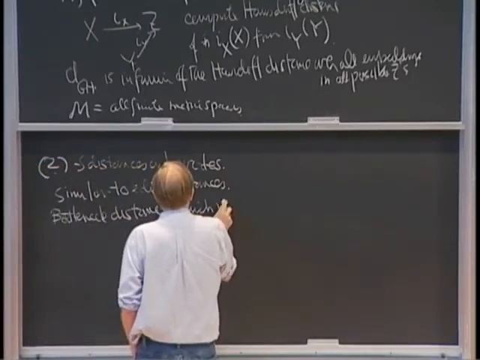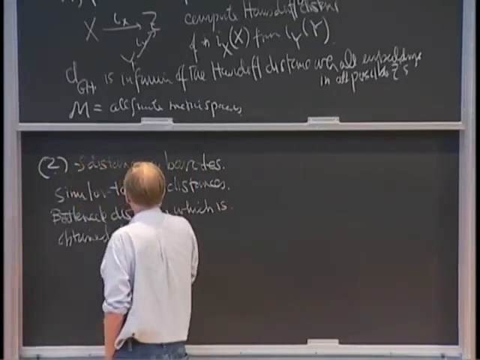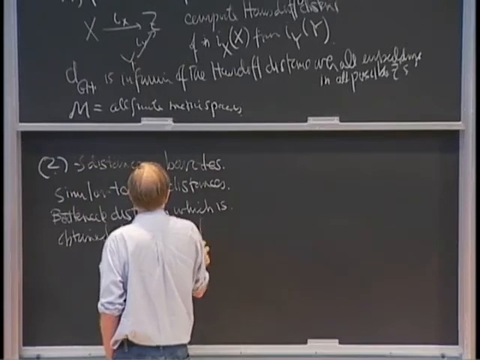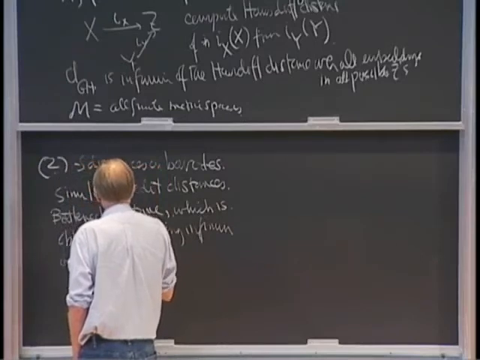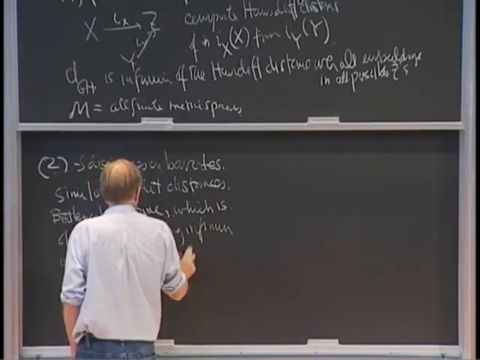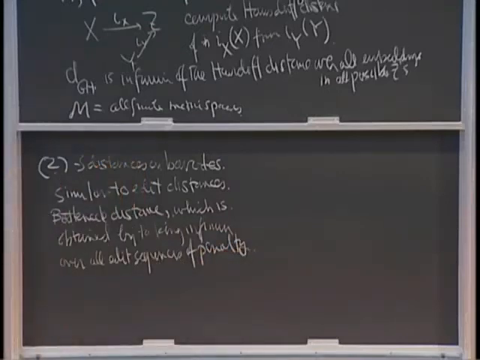It is obtained by taking an infimum over all possible edit sequences of the penalty. So I've written down something else which also includes an infimum, and you would be right to worry about whether this is tractable. But it turns out that this is something that computer scientists understand very well. These distances can be computed very fast and very easily. So the bottleneck distance can be computed easily.